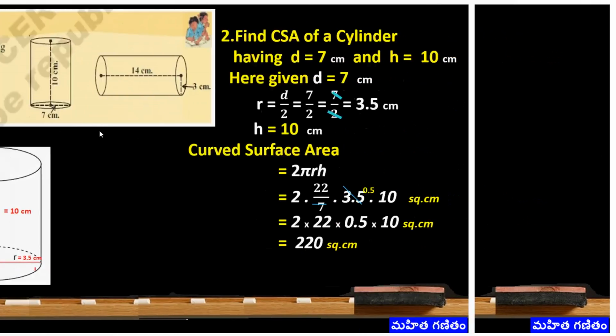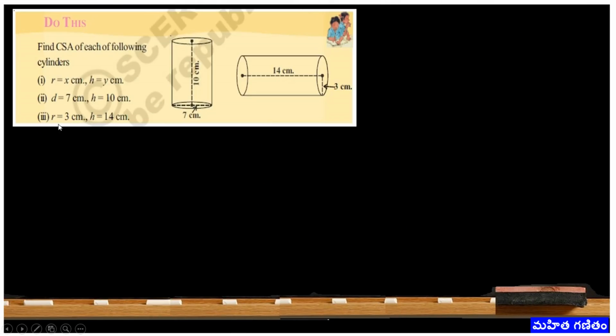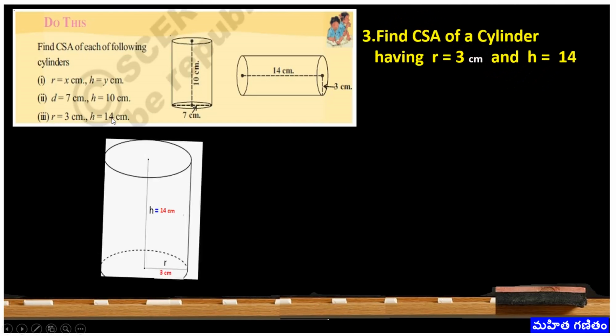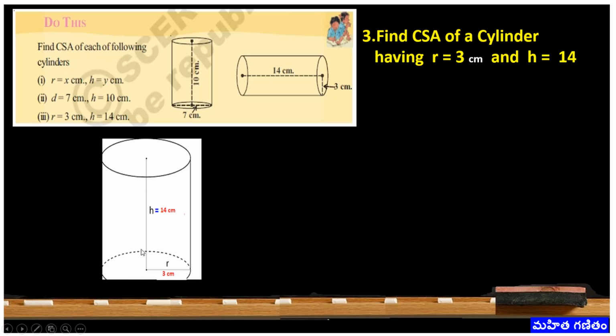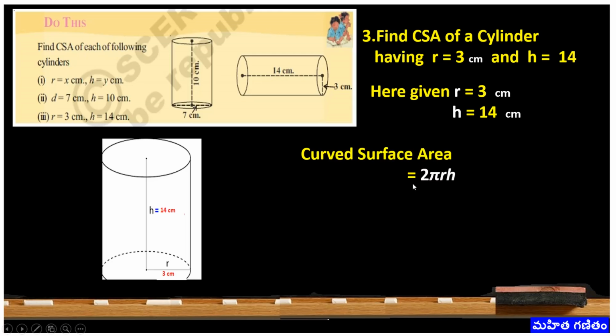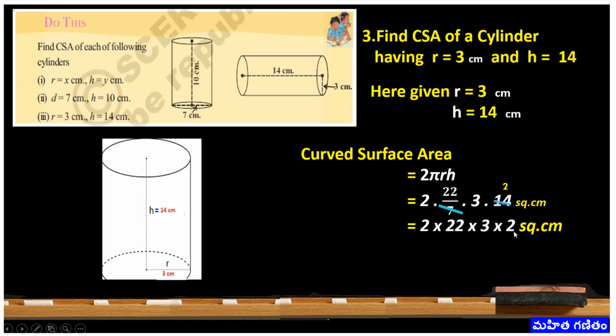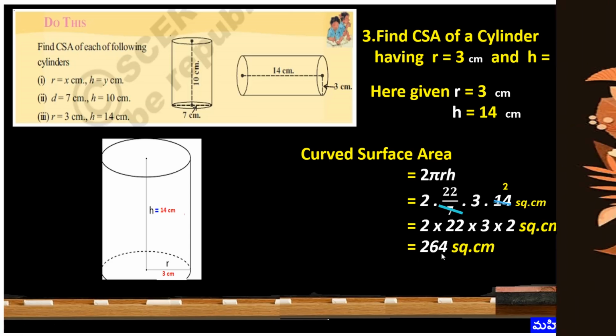Take the third problem. Given r is equal to 3 centimeters, h is equal to 14 centimeters. Write the formula for finding curved surface area, that is 2 pi r h. That is equal to 2 into 22 by 7 into 3 into 14 square centimeters. After cancellation, 7 goes in 14 2 times. We are left with 2 into 22 into 3 into 2 square centimeters. So the answer is 264 square centimeters.